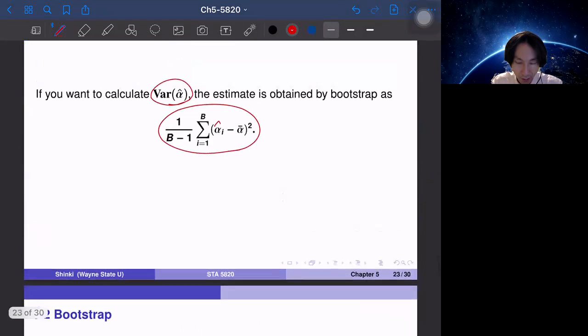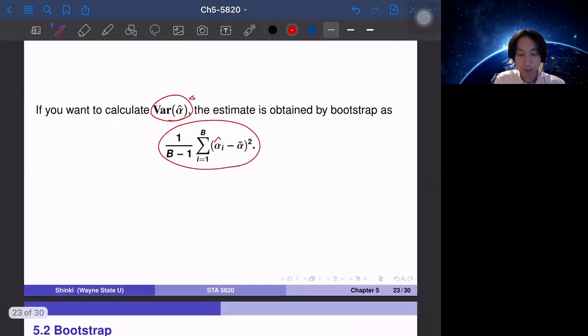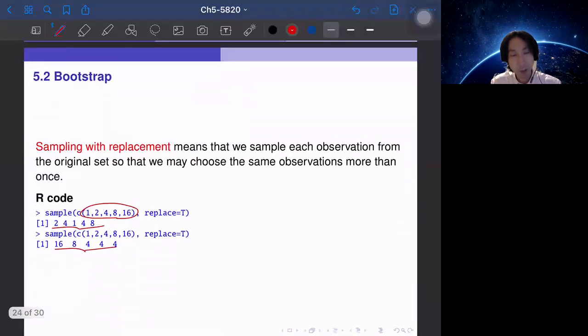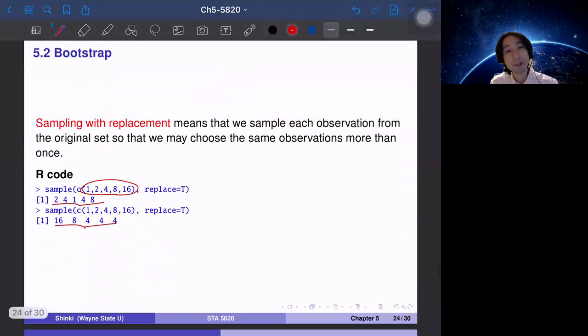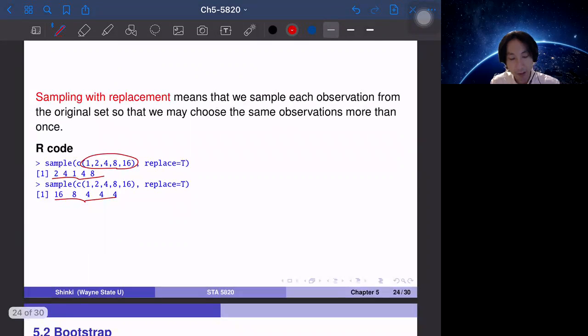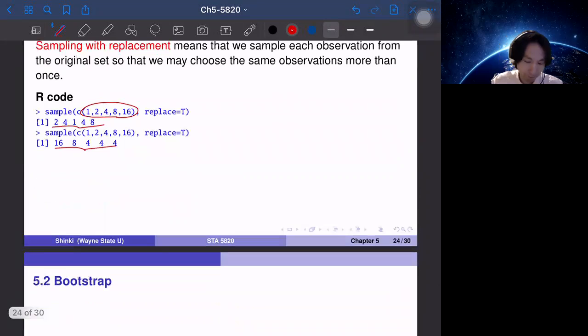Since we want to estimate the variability of alpha hat, the sample size really matters. Usually, if the sample size is doubled, the variability becomes 1 over square root of 2 times the variability of the smaller sample. So it's important to keep the sample size. We allow replacement, but still we sample n observations from n observations.